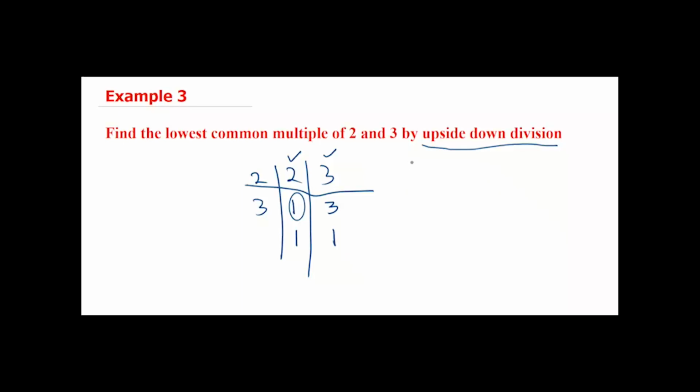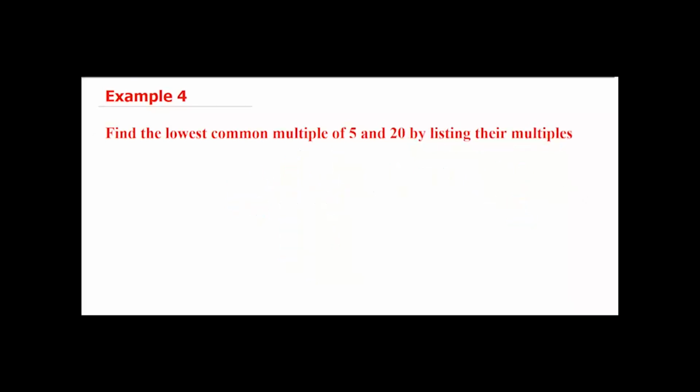Once I have 1 and 1, that means I'm done. So the lowest common multiple of 2 and 3, shortened as LCM of 2 and 3, will be the product of these and these. That will be 2 by 3, and the answer will be 6. So this is upside down division. I recommend this upside down division very well. It's very good. So let's go to another example, that is example 4.